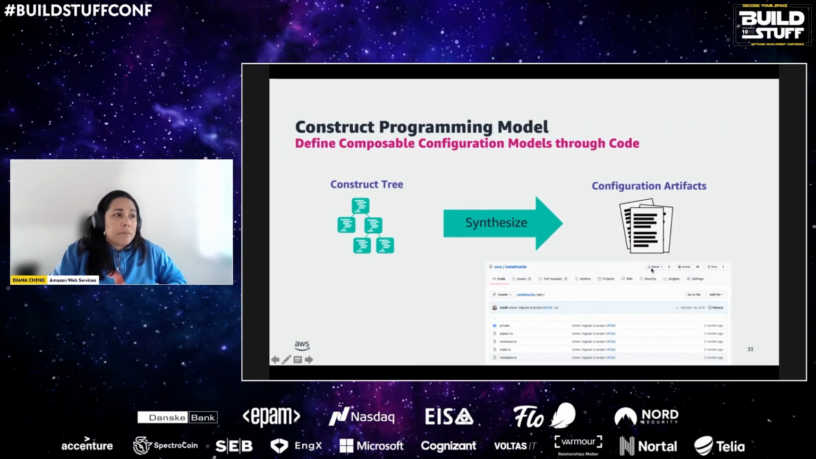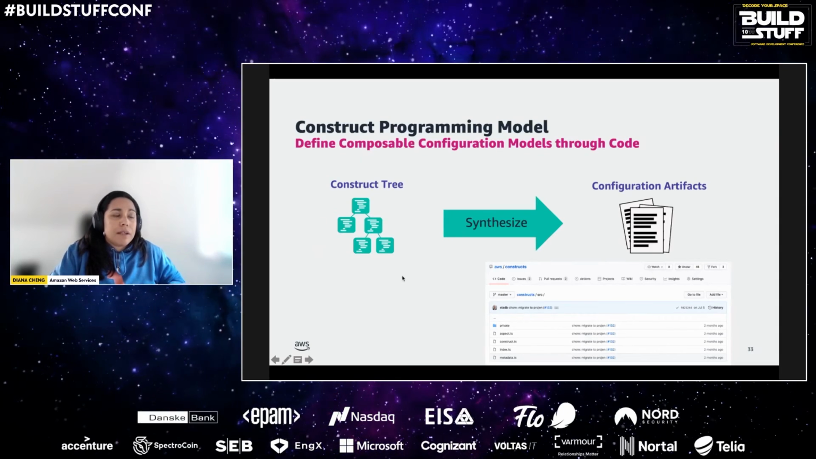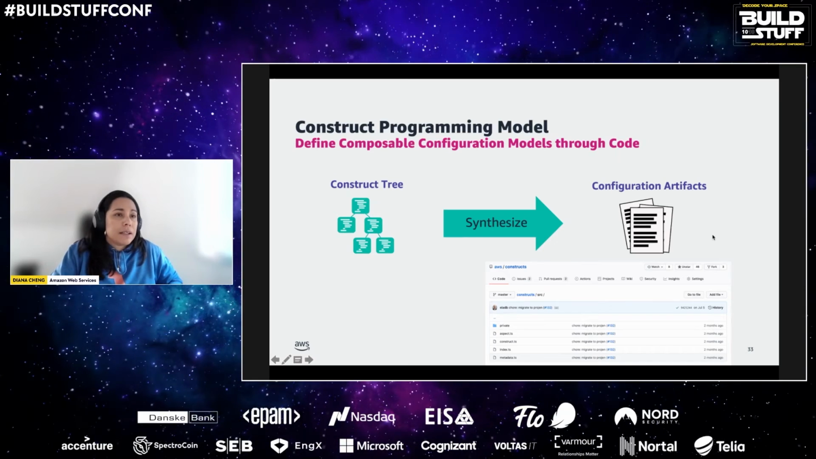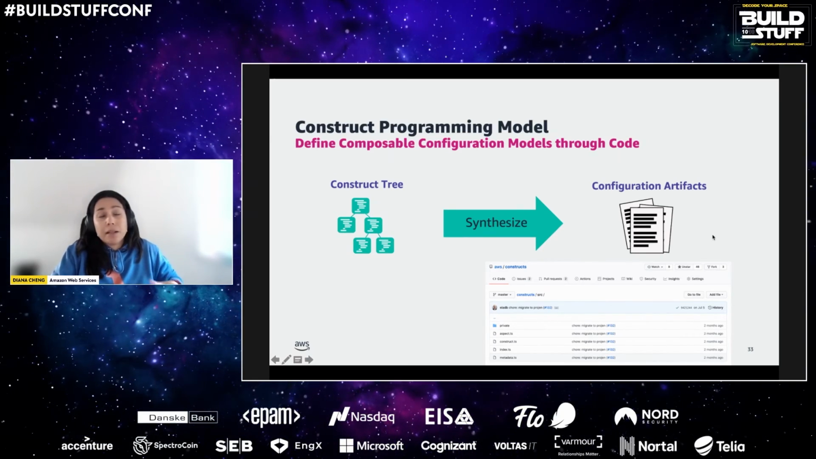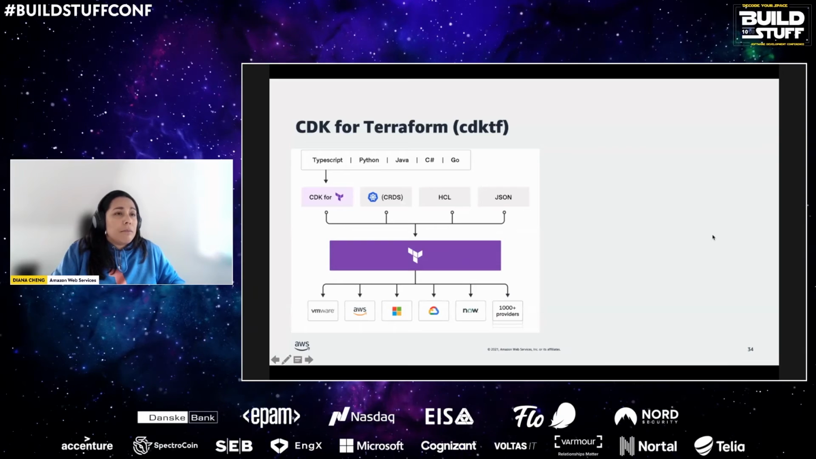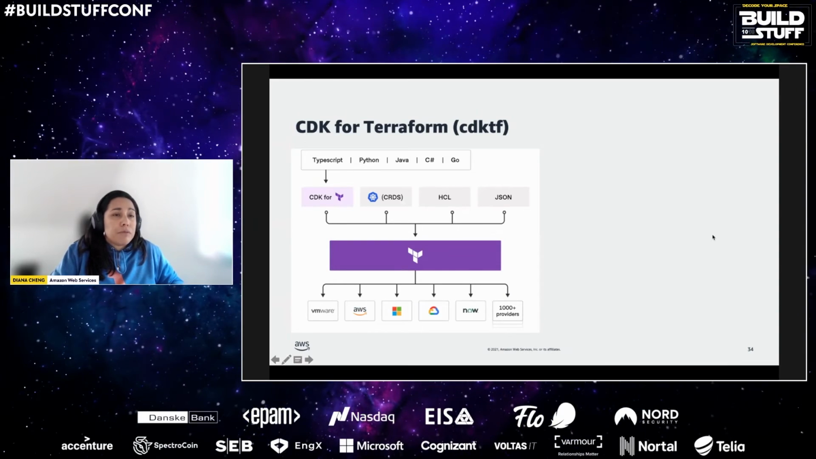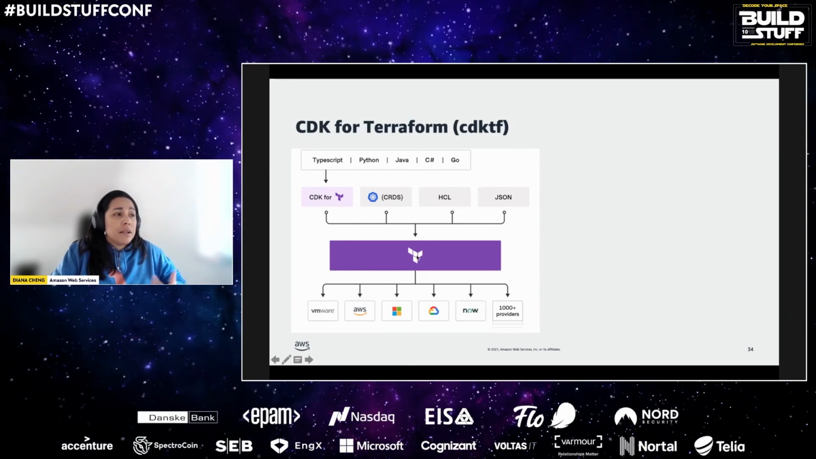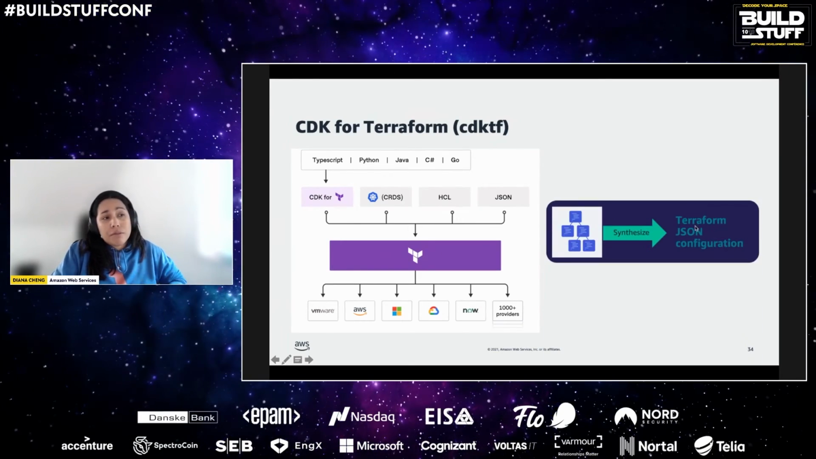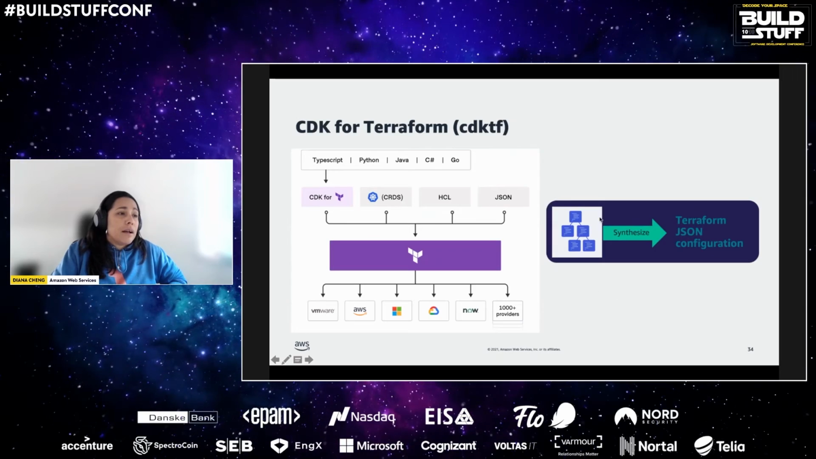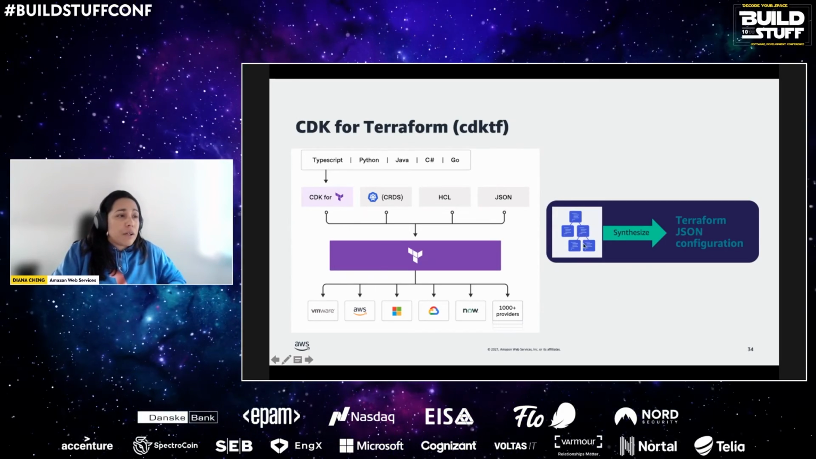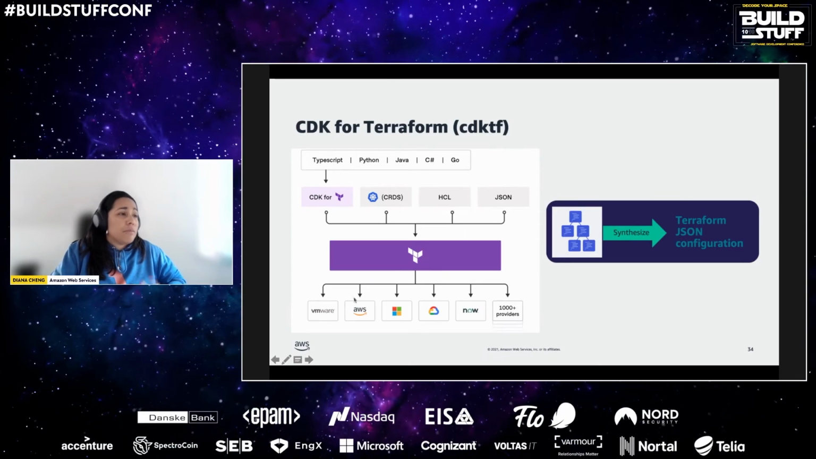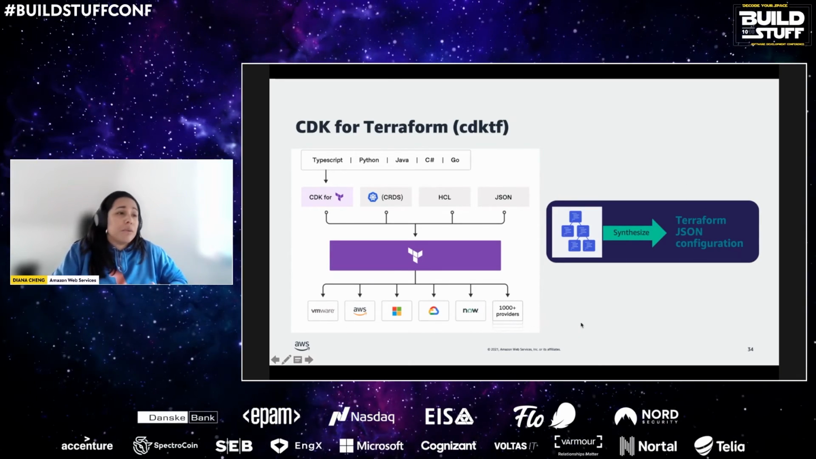The CDK programming model, this idea of having a tree of constructs and synthesizing it to CloudFormation configuration artifacts, is actually being applied to other projects. We have projects like the CDK for Terraform that have also emerged, where again, you can take your favorite programming language and synthesize it, in this case, to a Terraform configuration file. You just create your construct tree in code, and then you end up with a Terraform configuration file, and you can deploy this to any cloud that you want.